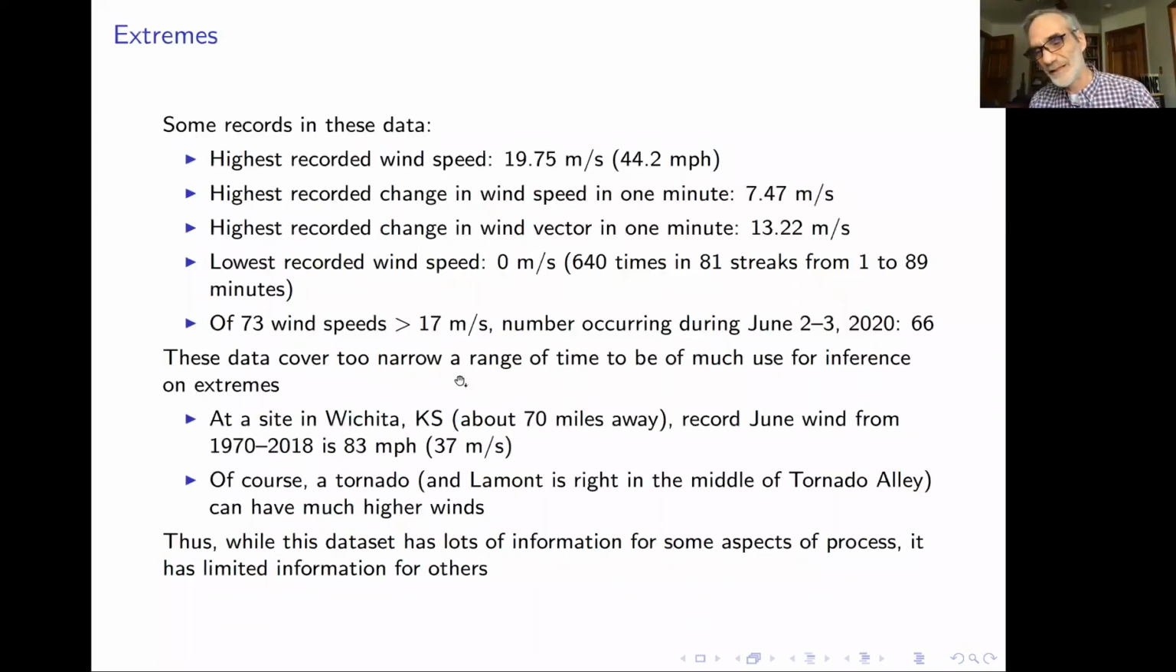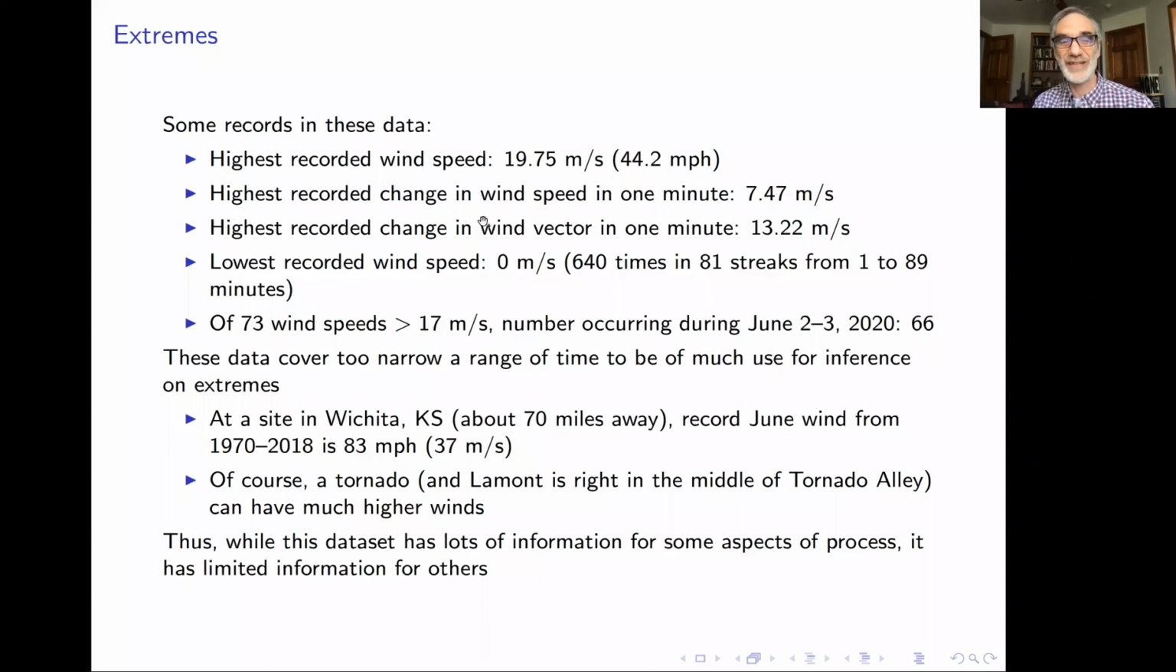Like I said, I started out hoping this would be good data for extremes. So let me say a little bit about extreme aspects of these data. It's only 101 days of data, so it's not really suitable data for extremes. The highest wind speed recorded here was nearly 20 meters per second, and just once I'll convert to miles per hour for those of us who aren't so familiar with wind speeds in meters per second. So a pretty strong wind, but nothing really, really strong.